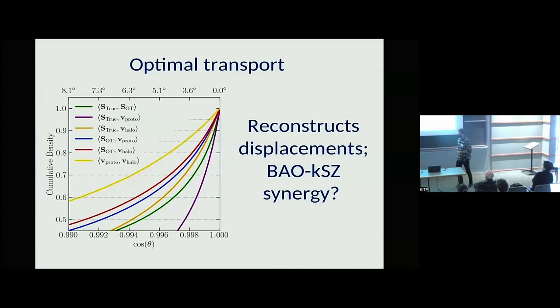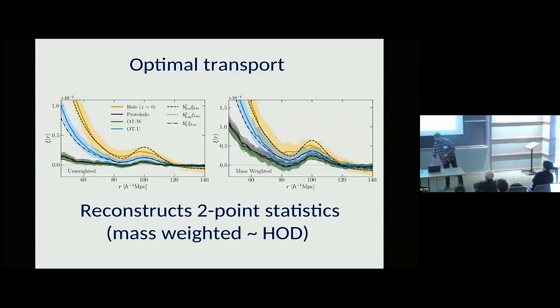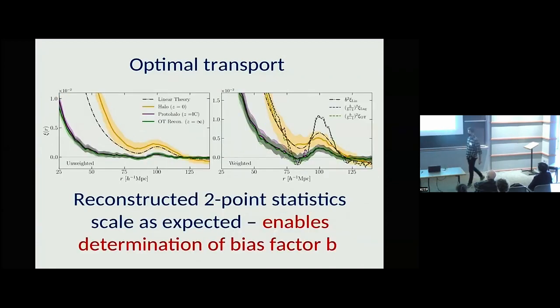I'm a little bit short on time, so I won't talk about this. What I'm interested in for this one is to look a little bit at the shapes of the reconstructed correlation function. Okay. So let's look at this. The purple and the green are the protohalos and the reconstruction. So the agreement is telling you the algorithm has worked.